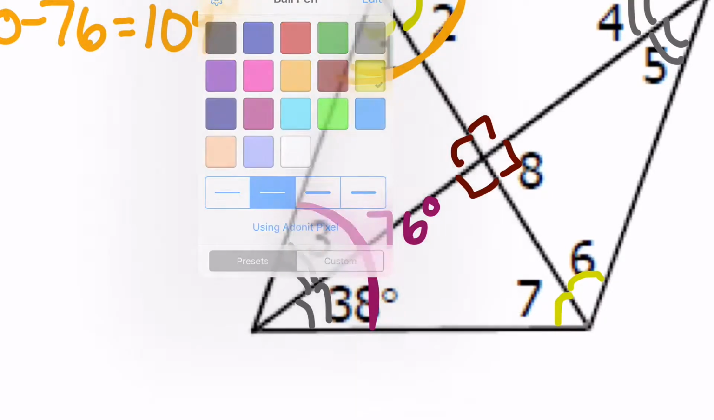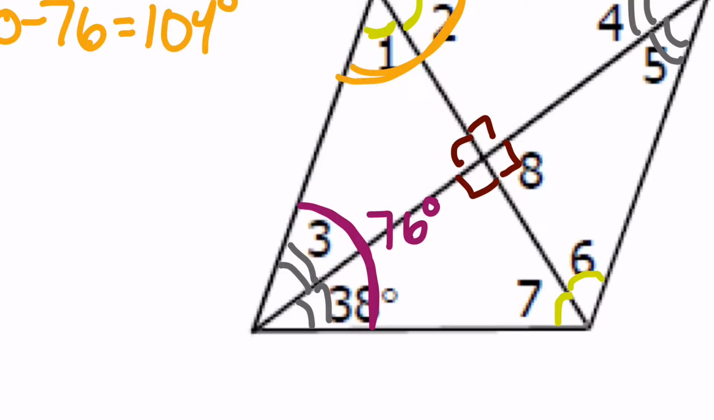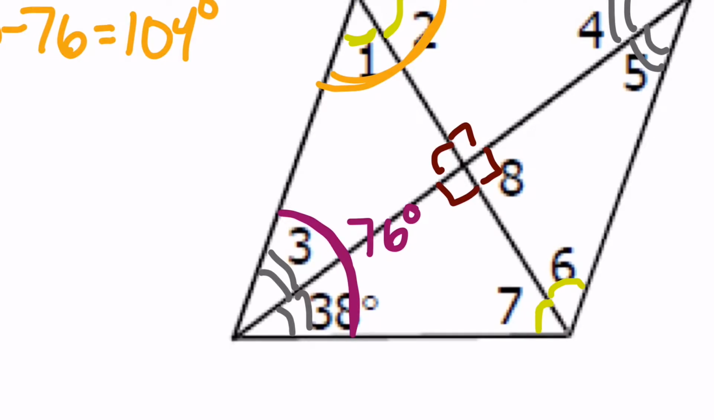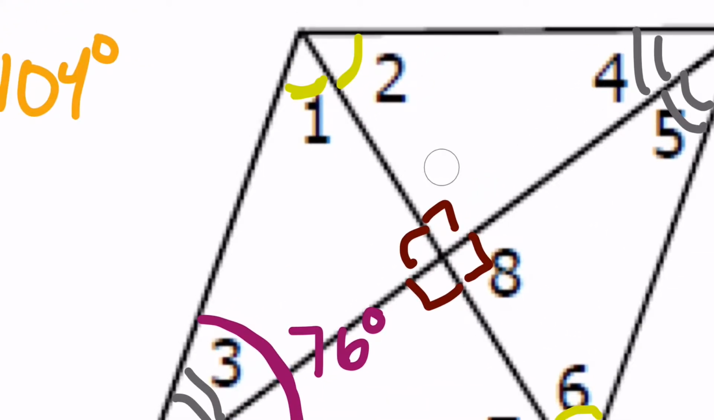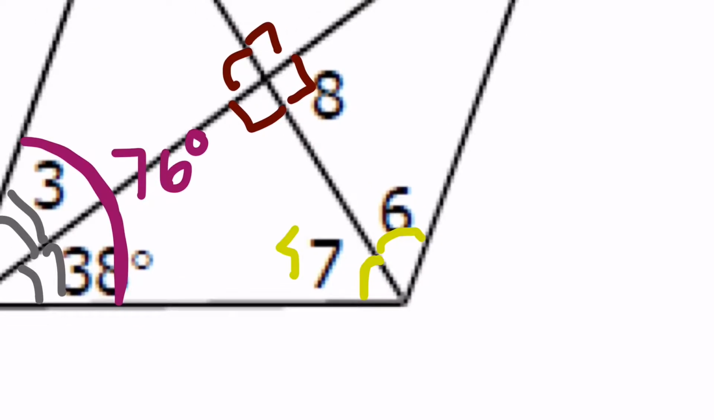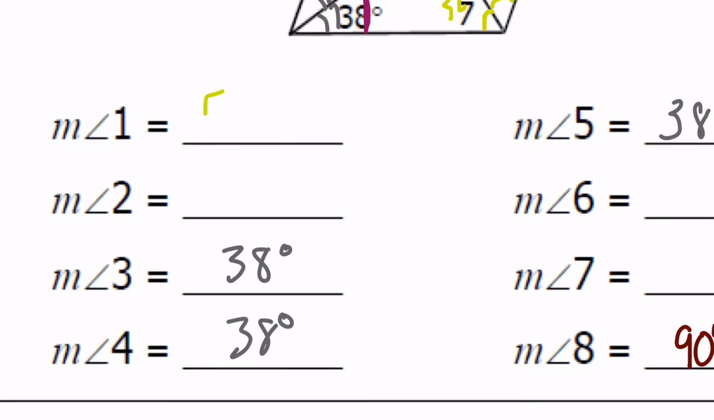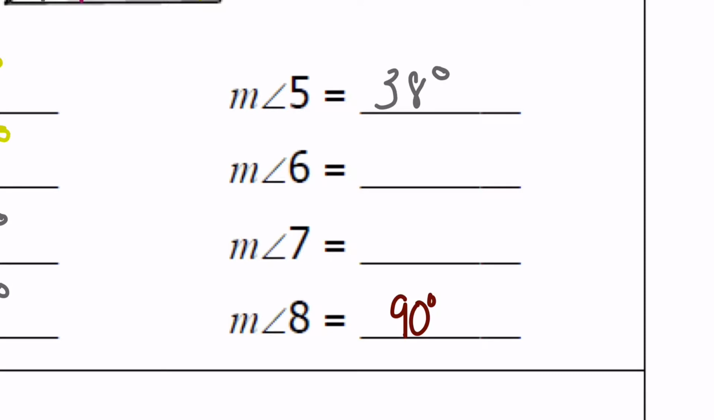Since the diagonals bisect, that splits this angle in half to find angles 1 and 2. So 104 divided by 2 makes both of these 52 degrees, which then also makes these two 52 degrees. So measure of angle 1 is 52 degrees, angle 2 is 52 degrees, angle 6 is 52, and angle 7 is 52.